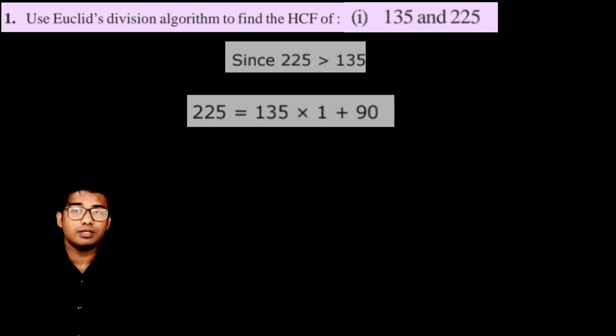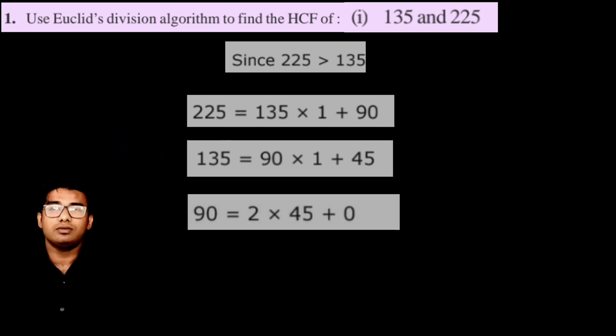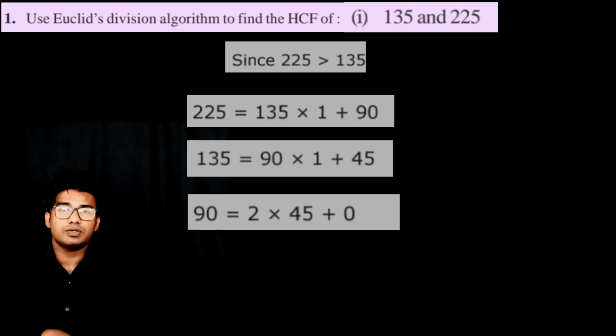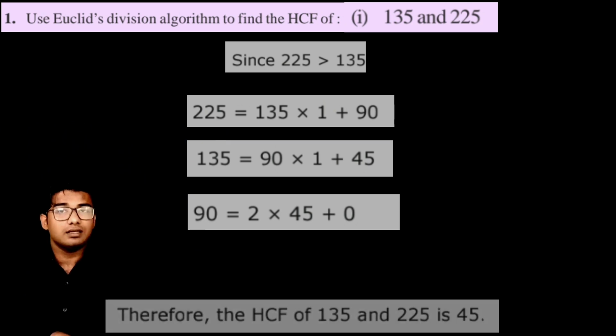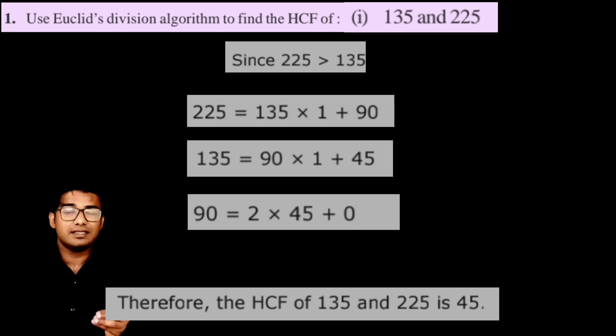Dividend is equal to divisor into quotient plus remainder, or we can say that a is equal to bq plus r. Again take 135, 90 multiplied by 1 plus 45 we can write. So again take 90, so 45 multiplied by 2 plus 0. So the process will stop. The remainder is 0 and the divisor is 45. So the last divisor is the HCF of the two numbers. HCF means highest common factor.